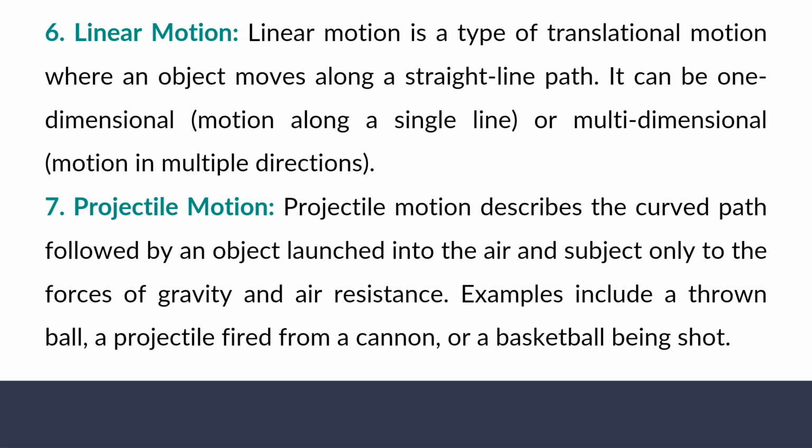Linear motion. Linear motion is a type of translational motion where an object moves along a straight line path. It can be one-dimensional, motion along a single line, or multi-dimensional, motion in multiple directions. Projectile motion. Projectile motion describes the curved path followed by an object launched into the air and subject only to the forces of gravity and air resistance. Examples include a thrown ball, a projectile fired from a cannon, or a basketball being shot.